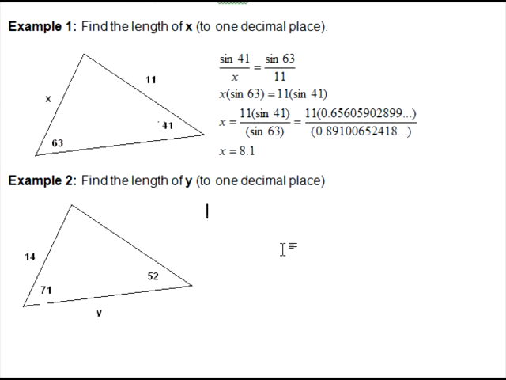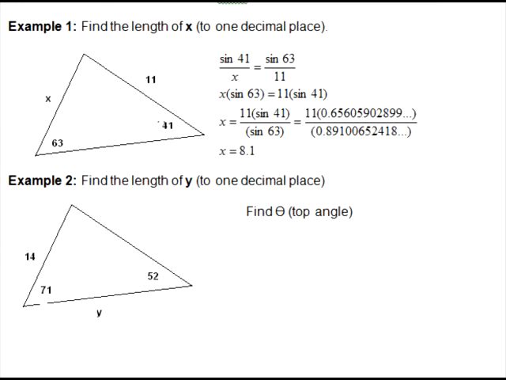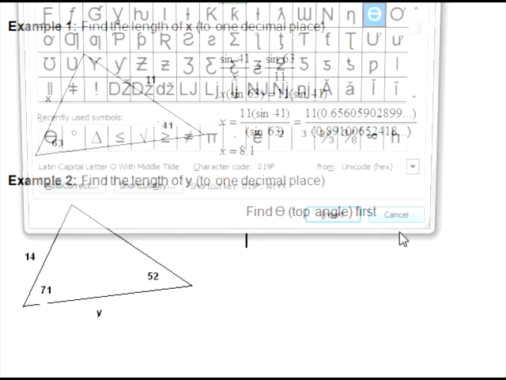We have to look for things that are opposite. The problem for this one is that we're going to need our top angle first, because you're going to have y across from an angle. So what I'm going to end up doing is find theta first, the top angle first.